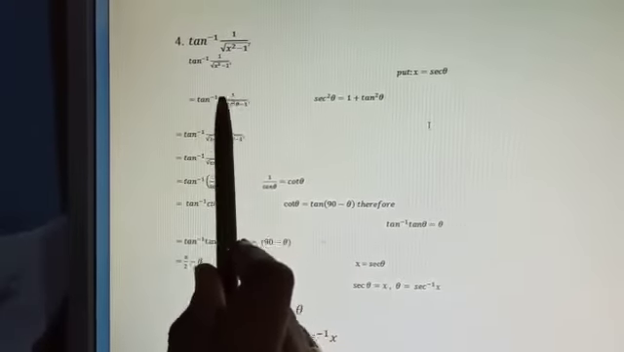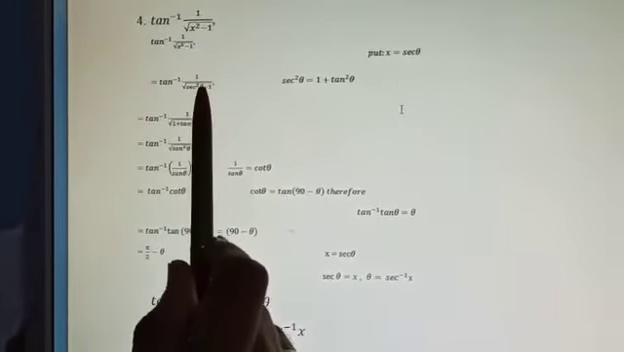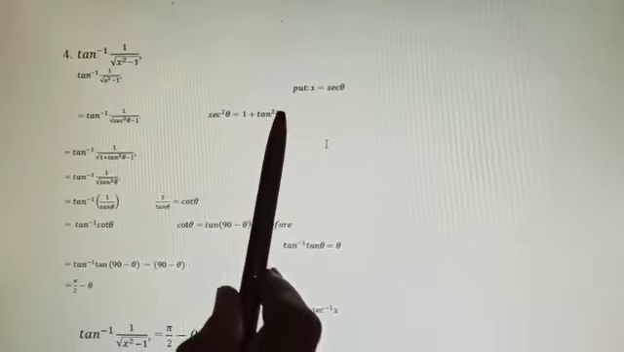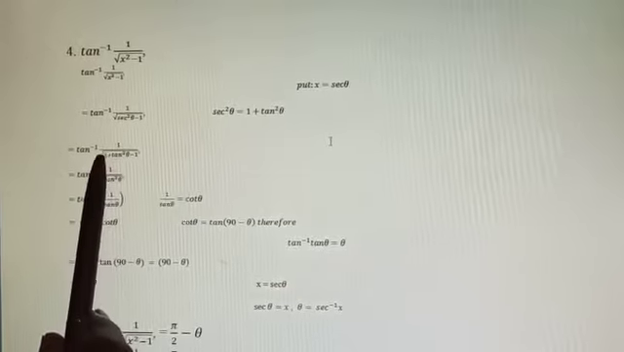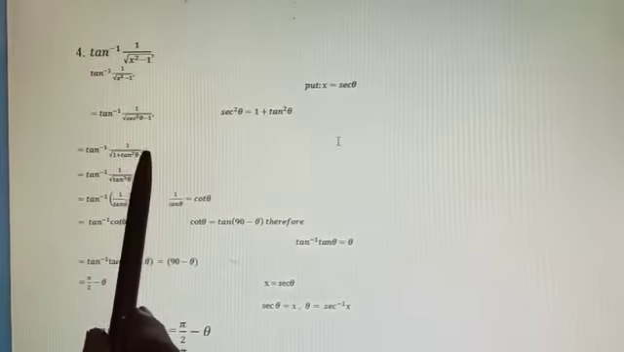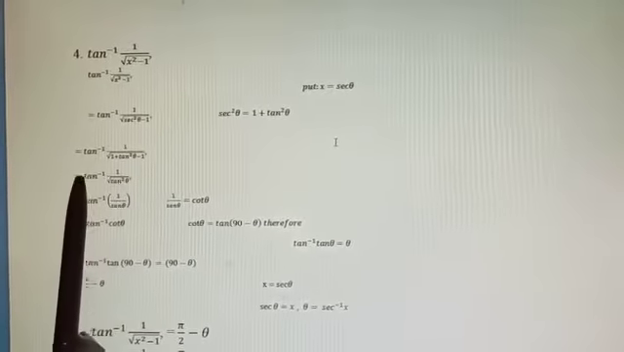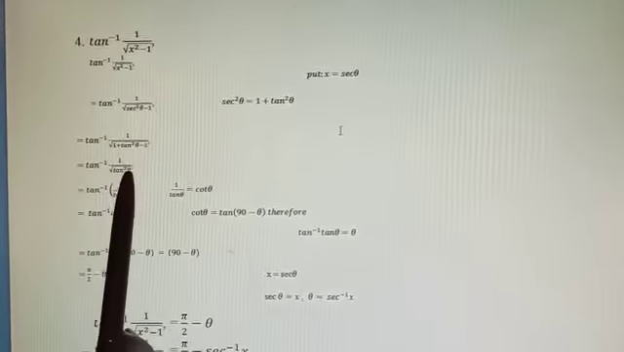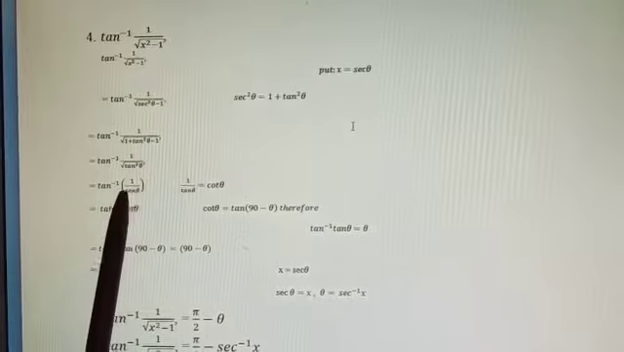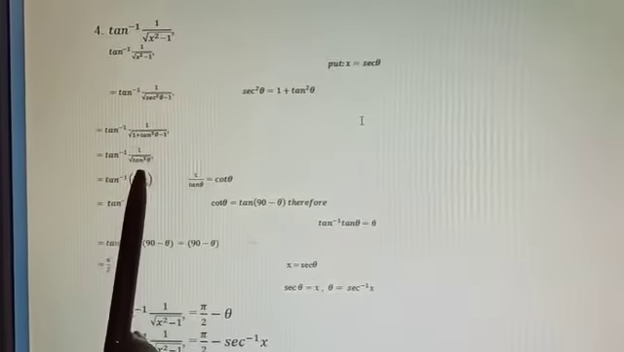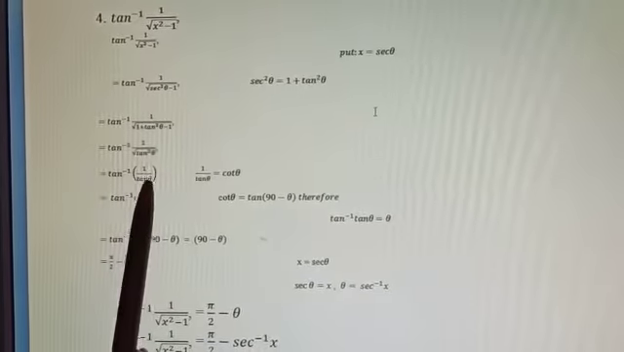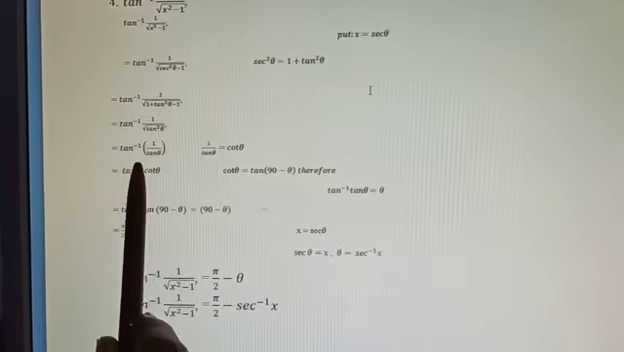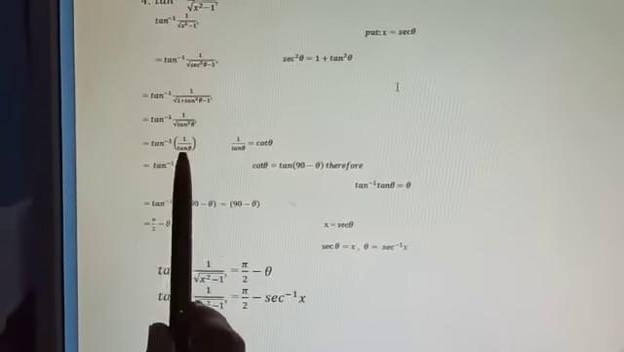Tan inverse of 1 over root of secant square theta minus 1. Secant square theta is nothing but 1 plus tan square theta. So therefore 1 plus tan square theta minus 1. Minus 1 and plus 1 get cancelled. So tan inverse of 1 over root of tan square theta. Square and root get cancelled. So what you will get? Tan inverse of 1 over tan theta. What is 1 over tan theta? It is nothing but cot theta. So therefore tan inverse of cot theta we will get.